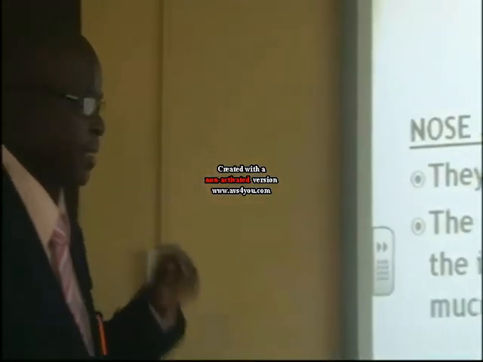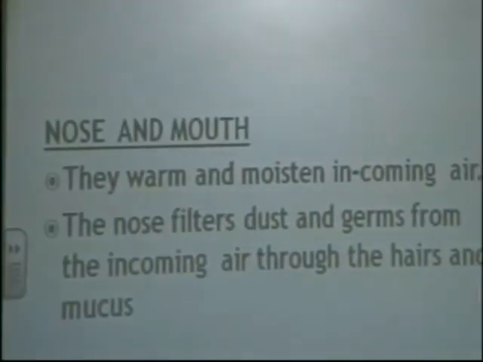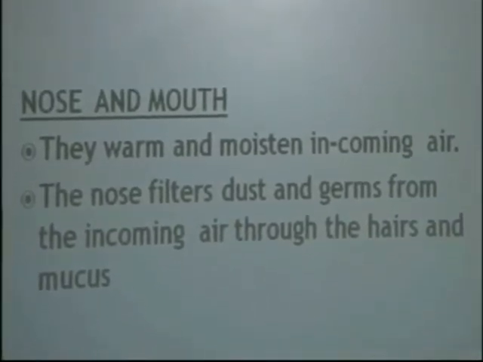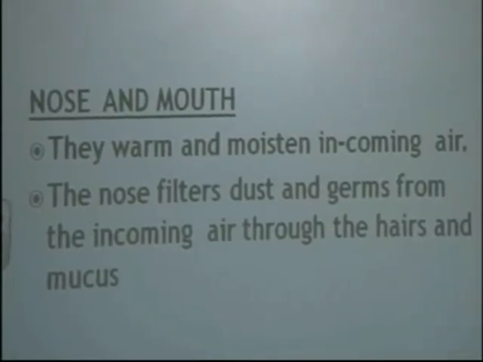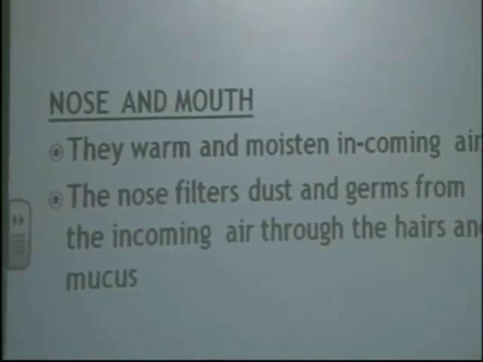Now, like I said earlier, air comes in through the nose and the mouth. And when air comes in through the nose and the mouth, the nose and the mouth warm and moisten the incoming air. That's the first thing. And the second thing here is that the nose filters dust and germs from the incoming air through the hairs and mucus.